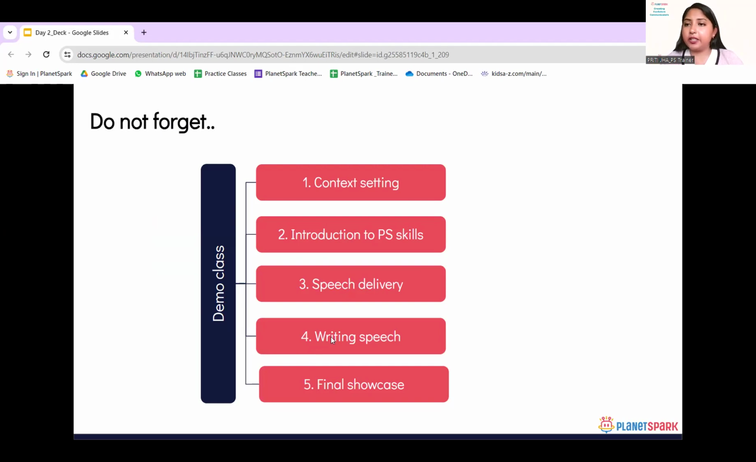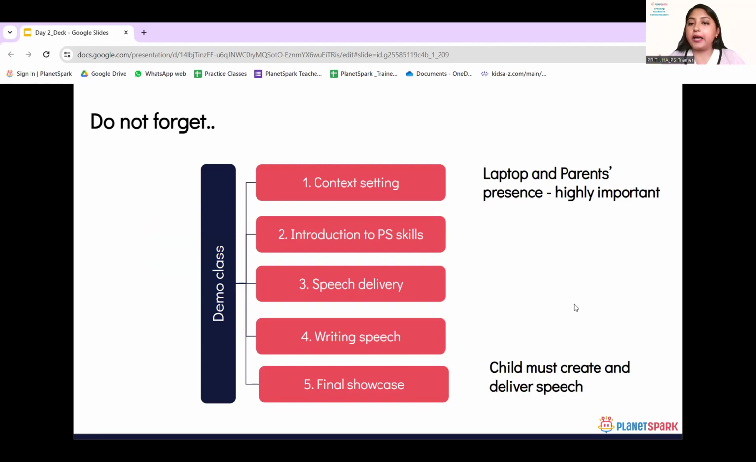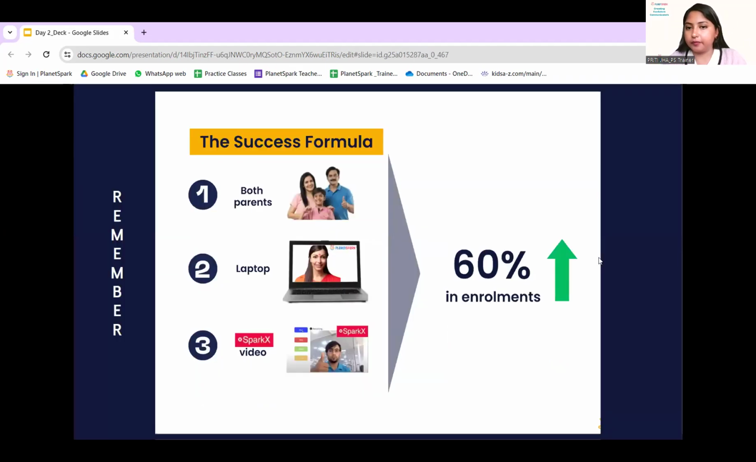Writing speech: you explain the ethos, pathos, logos approach with the help of a pizza story. Do not forget to have the role play in the beginning. Final showcase: you ask the child to talk about any particular topic. Remember, the laptop and parents' presence is highly, highly important. The child must create and deliver the speech on his own. Remember the success formula at Planet Spark: both the parents, laptop, and SparkX video. This is going to increase your enrollments always.